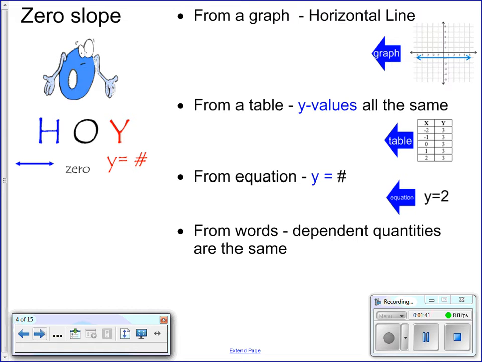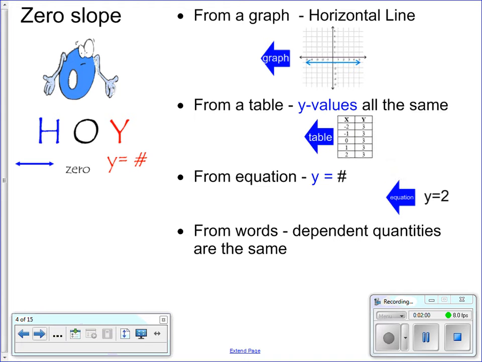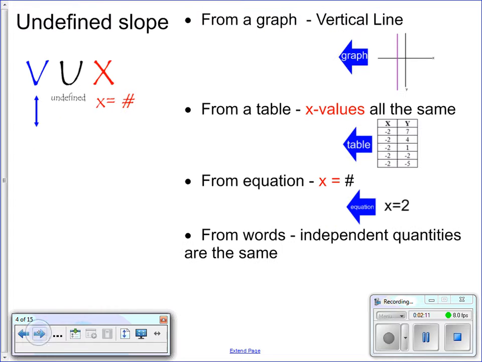So we'll talk a little bit more about zero slope. We have this acronym here, it says HOY, HOY. It means horizontal, slope is 0, and y is equal to. That's how we write the equation. So from a graph, we have a horizontal line. Looking at a table, you'll notice that all the y values are the same. From an equation, we don't have an x in it, we just say y equals. And then from the words, the dependent quantities are all going to be the same.